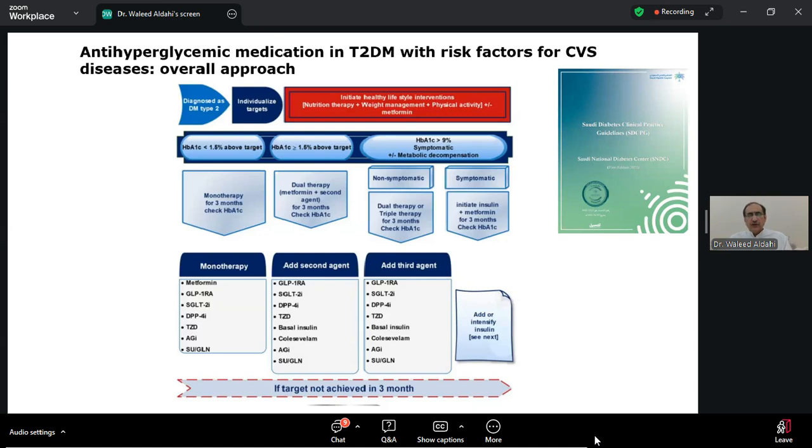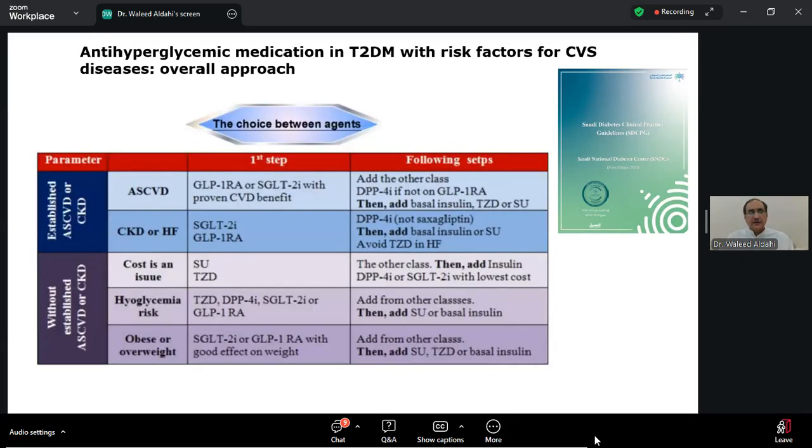This is again some guidelines from our area. This is the Saudi guidelines, and you can see here all medications are put as an option, and also for patients who have certain diseases, you will get a certain option. Here's the Saudi guidelines. If anybody has atherosclerosis, GLP-1, SGLT2. CKD, SGLT2, GLP-1. Cost an issue, SU and TZD. In Kuwait, we don't have TZDs. Hypoglycemia problem, TZD, DPP-4, SGLT2, and GLP-1. Obese or overweight, use GLP-1 or SGLT2.